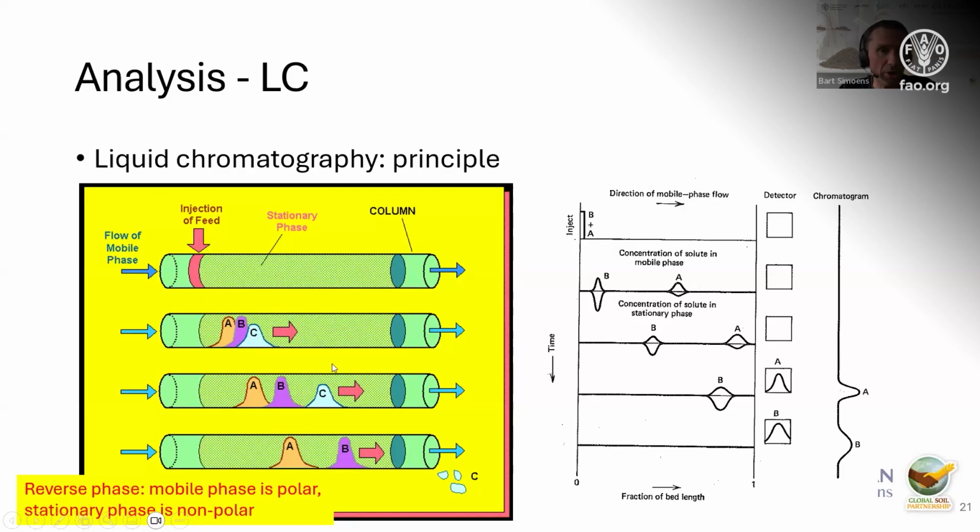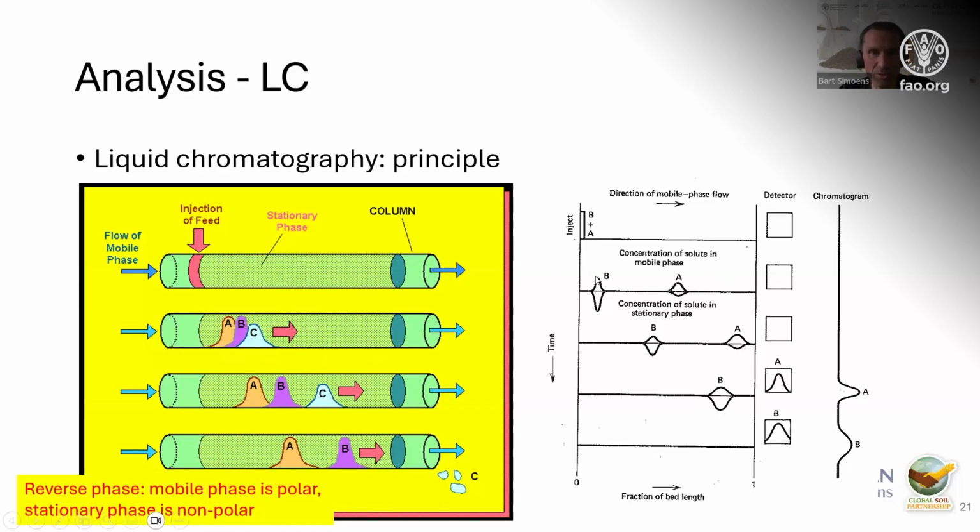And so in this system where the stationary phase is not polar and the mobile phase is polar, the most polar molecules will spend most of their time in the mobile phase, and they will leave the column first. And then next is the slightly less polar molecule B, and the most non-polar molecules A, they will spend more of their time in the stationary phase, and they will leave the column last. And this is also represented on the right part of the slide.